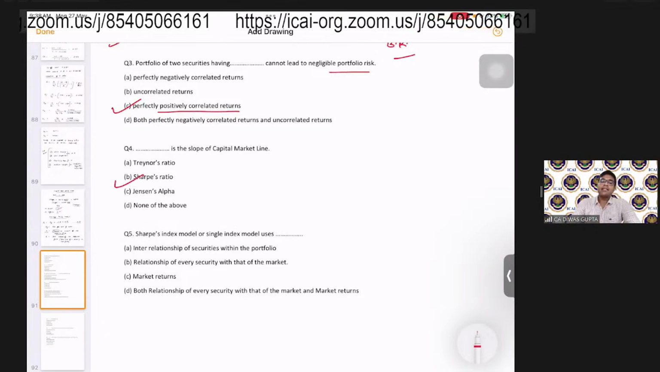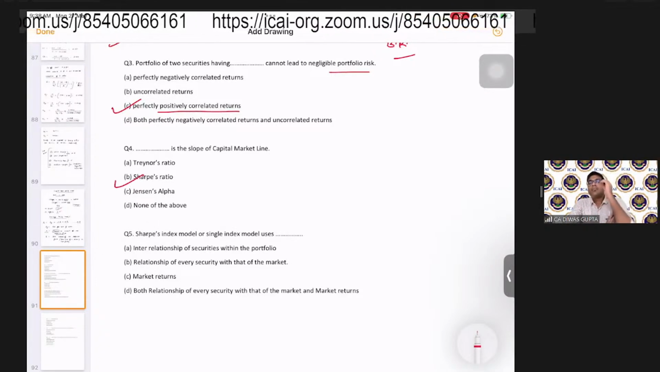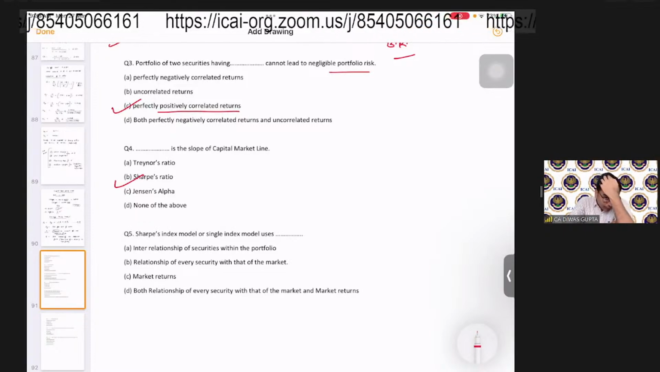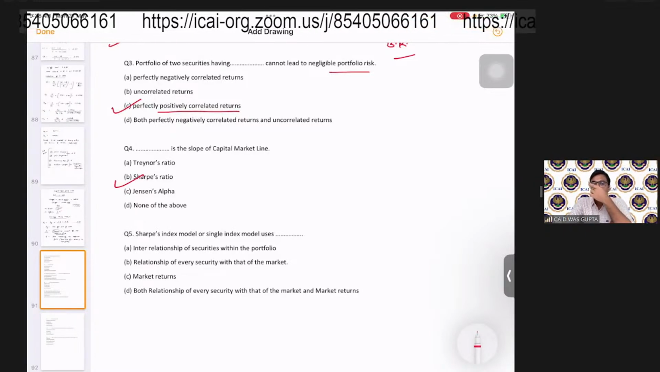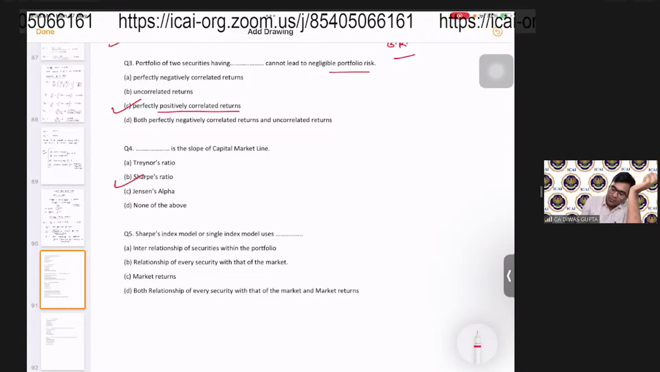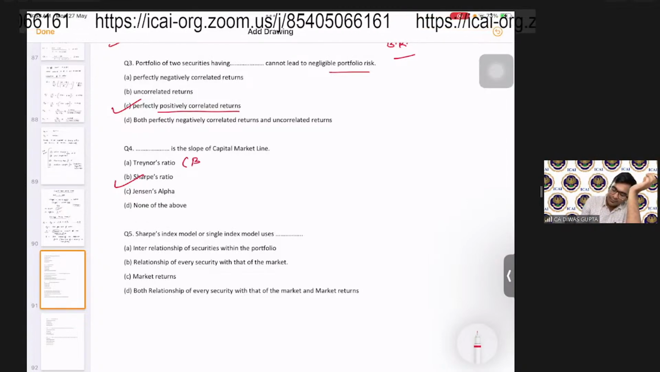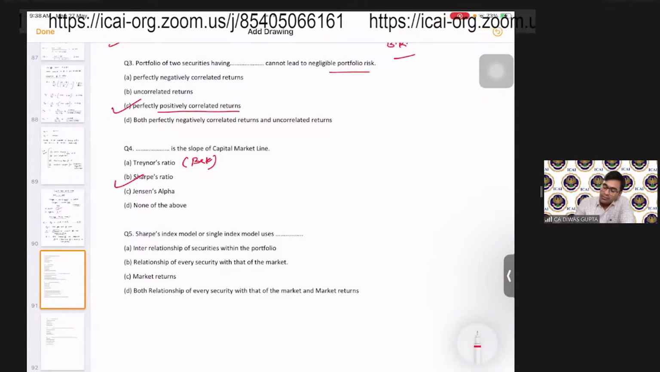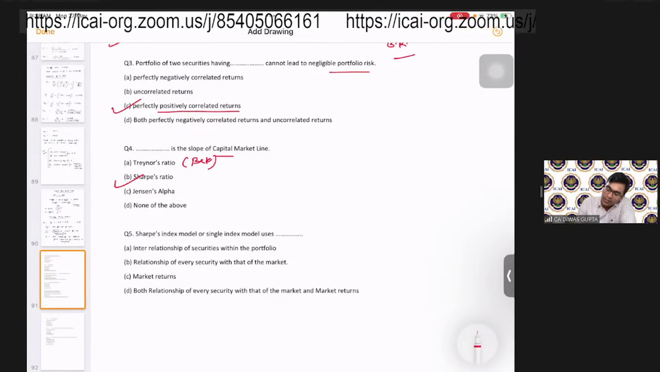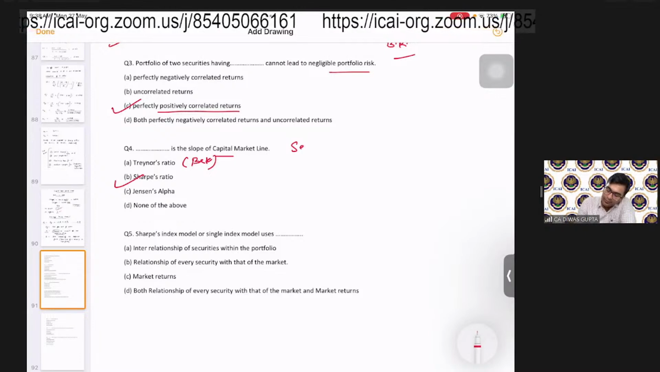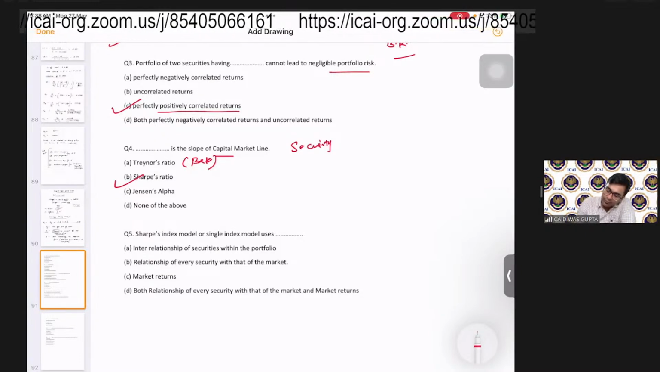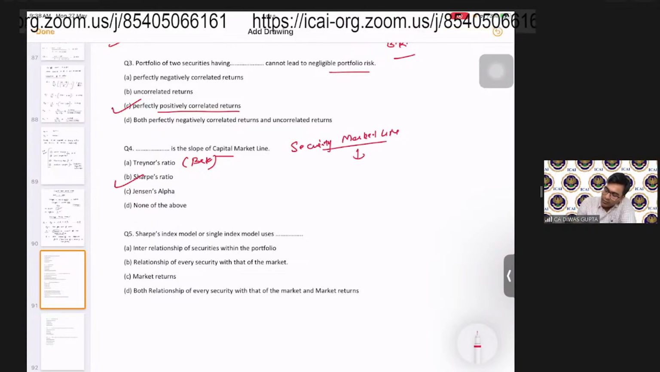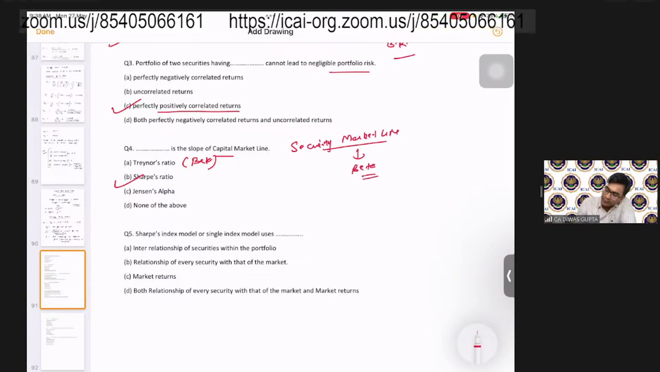It can never be Jensen's alpha, because Jensen's alpha is comparing actual return and the expected return. That's all. Treynor's ratio, why is it not there? Because it uses beta. That's why. Had the question been, what is the slope of securities market line, then it would have been beta altogether. Okay.